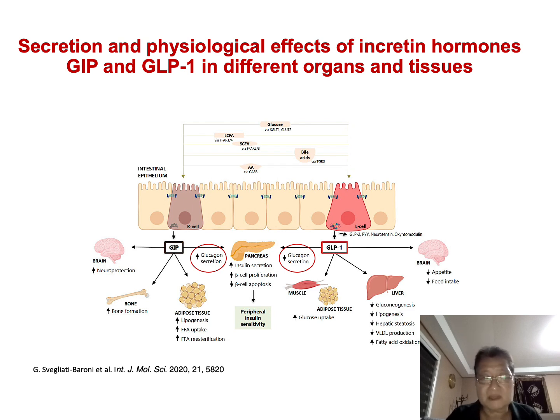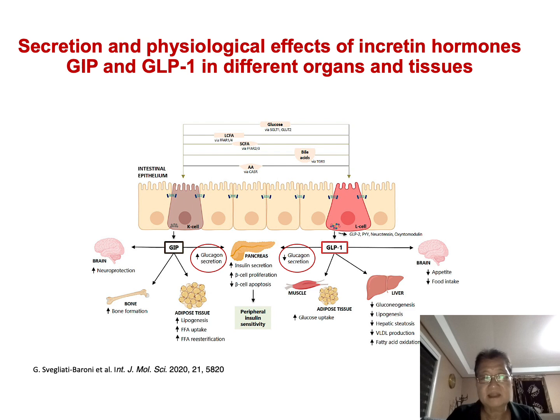Now, this is the secretion and physiological effect of incretin hormone, both GIP and GLP-1, in different organs and tissue. The intestinal epithelium is composed of several cell types, as you know, including enteroendocrine cells, such as the K and L cells. Remember that? The K cells are responsible for the secretion of GIP, and the L cells for GLP-1. Okay, the secretion of these hormones is triggered upon nutrient ingestion or stimulation through the G protein coupled receptor present in the cell membrane.